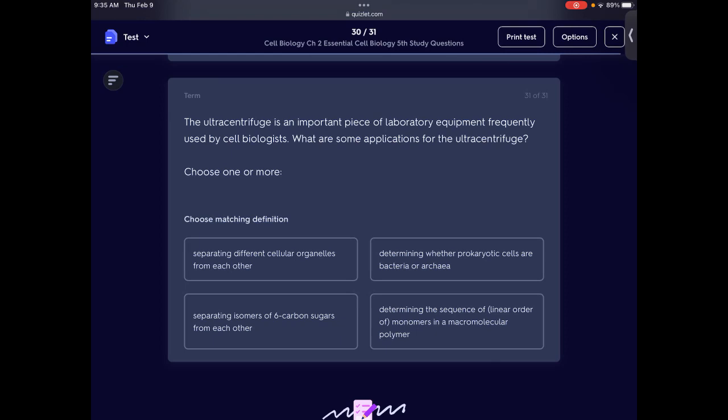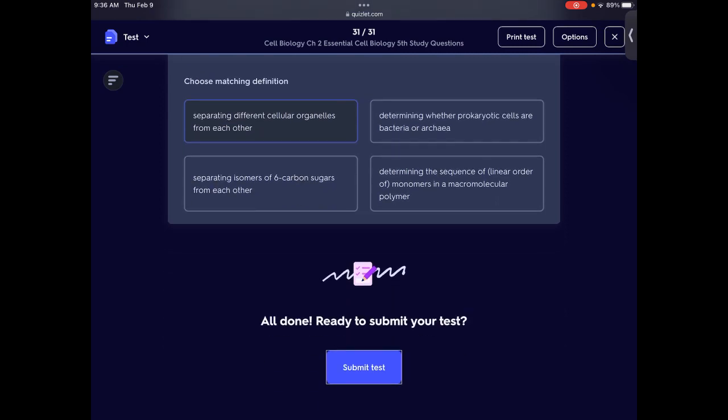We could, let me think. Choose the sequence. No, we can't learn anything of the sequence, but we can separate different cellular organelles from each other based off of weight. Let's submit.